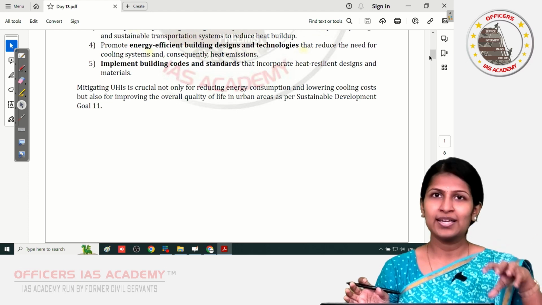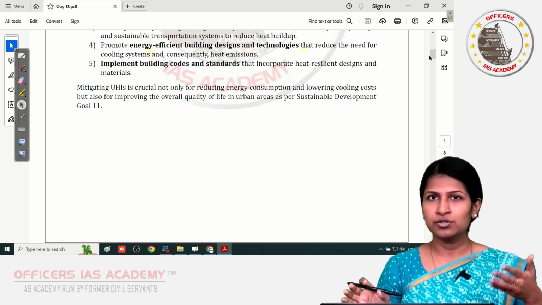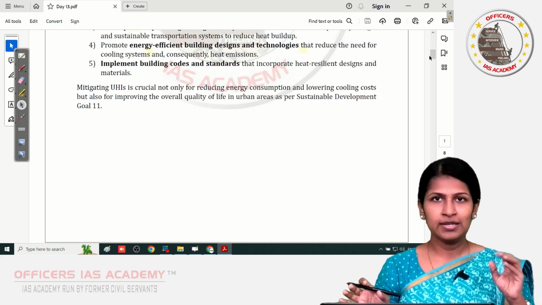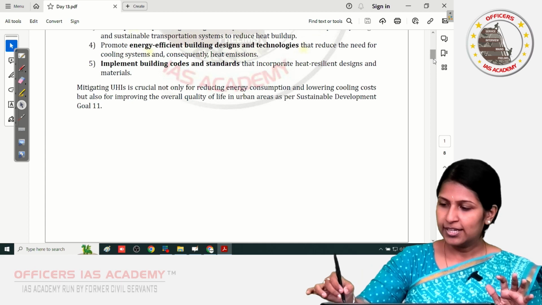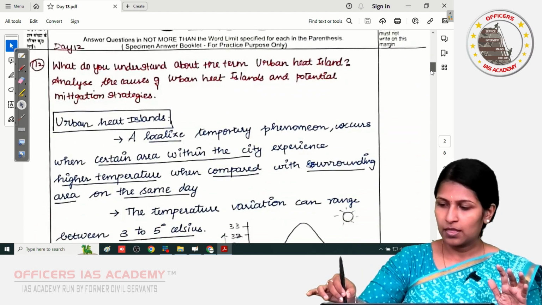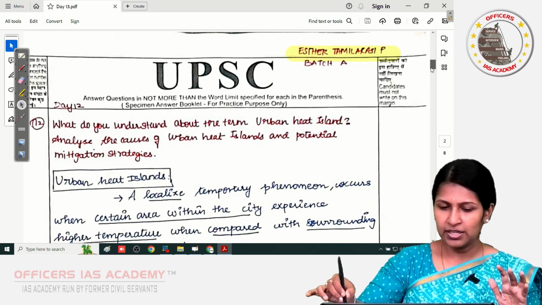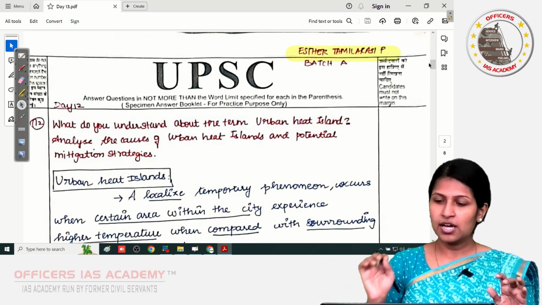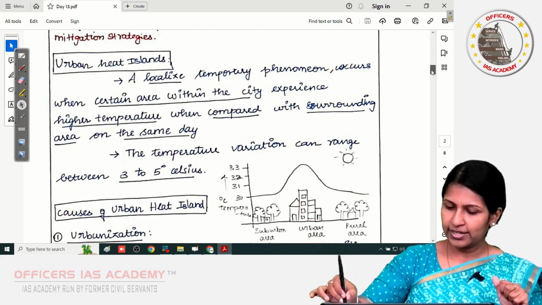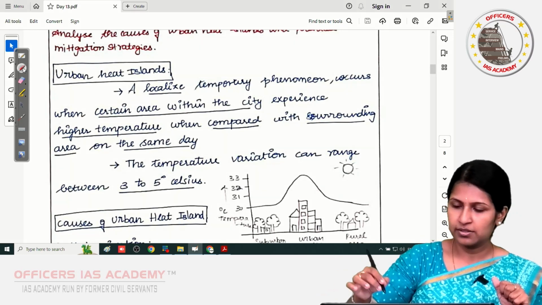So you can incorporate the impacts, and you can say that it is important to take up these mitigation strategies as soon as possible in order to avoid all the possible impacts of urban heat islands. Yes, so this is the answer for the urban heat island question. And now we'll discuss few of the answer sheets. So first answer sheet was that of Esther Tamlar. Yes, as far as her paper was concerned, you can directly start with the definition.